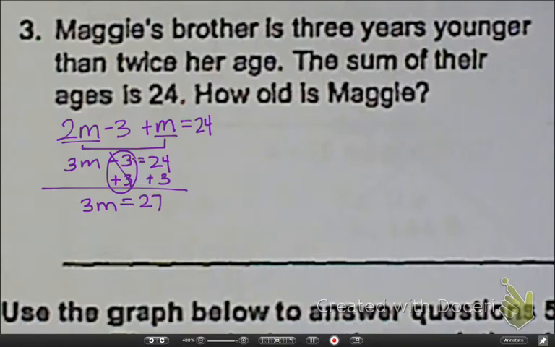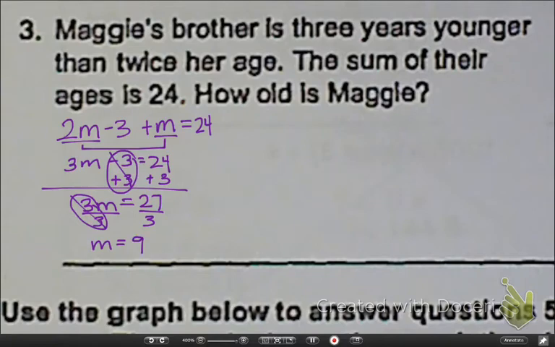All right, and we are almost done. We have one more step. Right now 3 is being multiplied times m, so I'm going to divide by 3 on both sides. These are multiplicative inverses, so they simplify to 1. And I get m equals 27 divided by 3, which is 9.